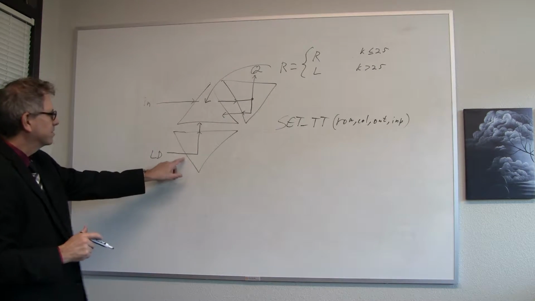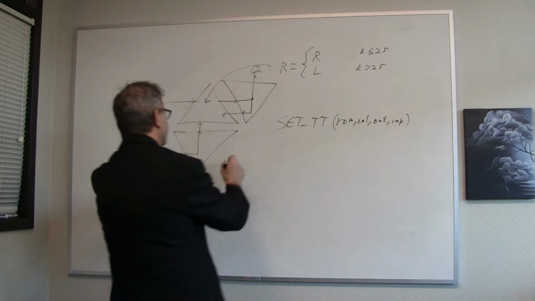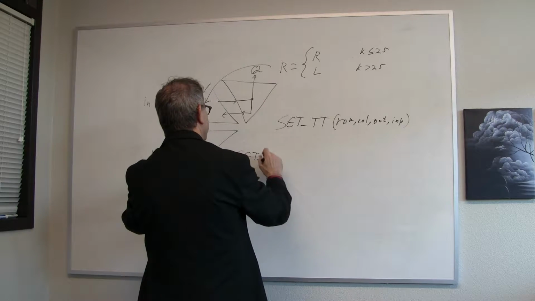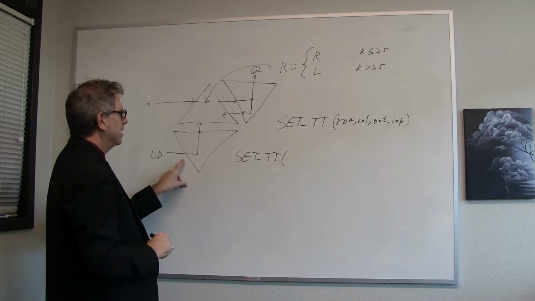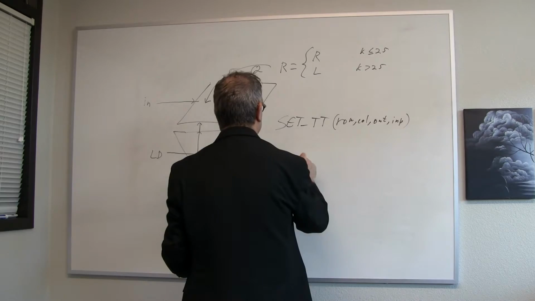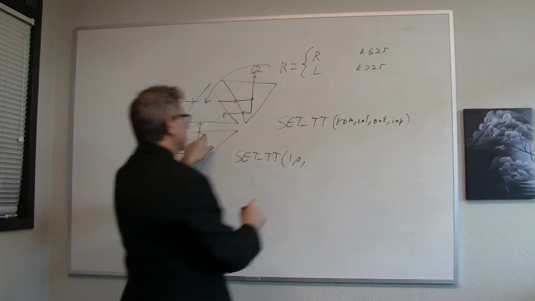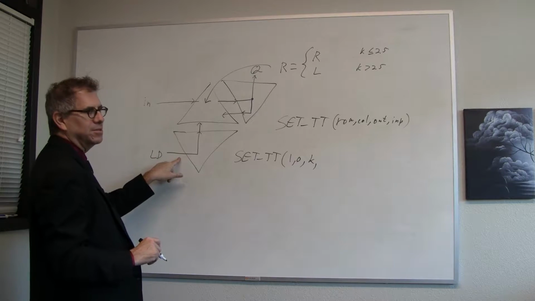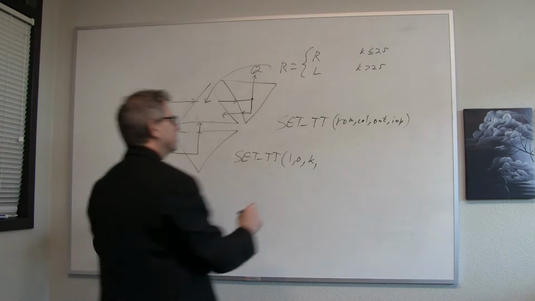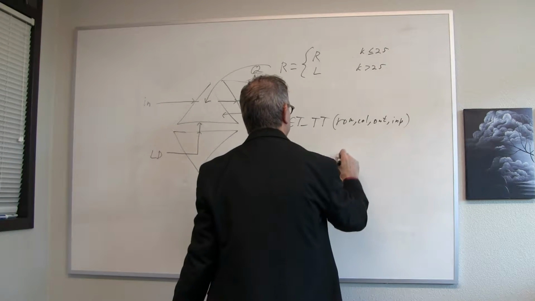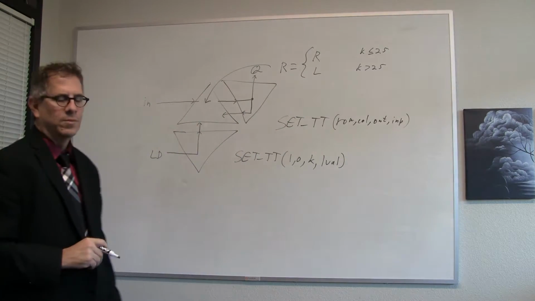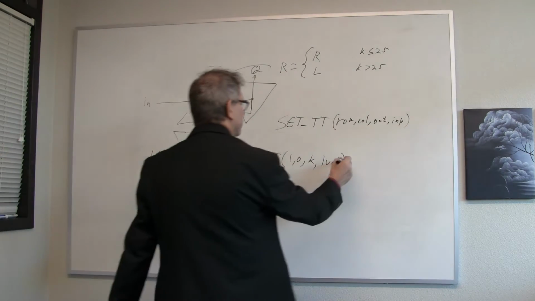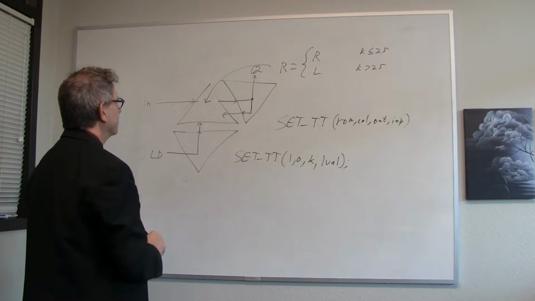So let's set up this cell's truth table. So we would say something like setTT, and this is row 1, column 0, and we want to set the K output, and in this case we just want it to be equal to whatever value is coming in on the left, and that's just L-val. And that specifies this cell's behavior.